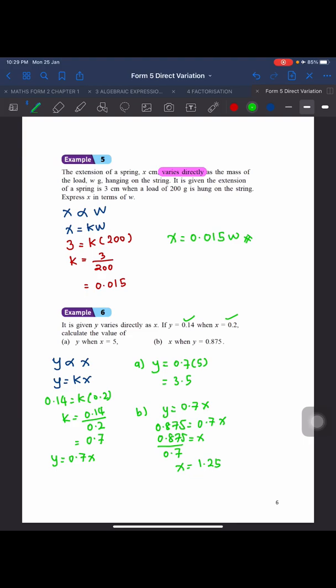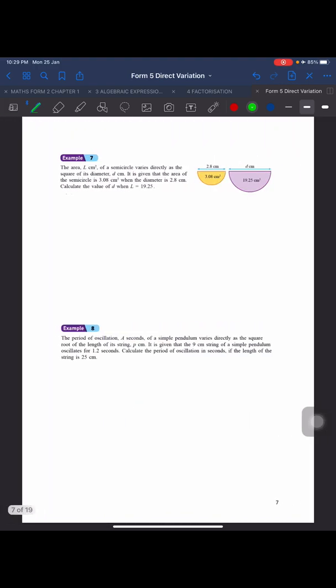Okay, I hope so far you can understand. Okay, next, example 7.